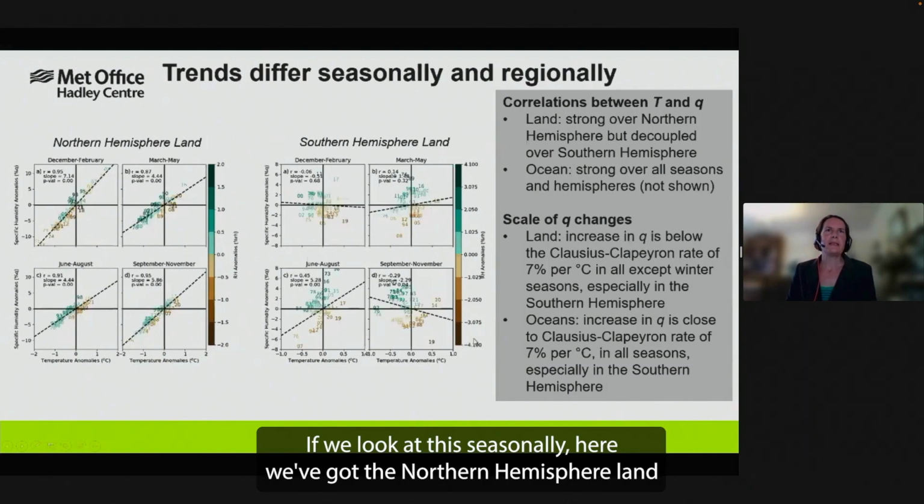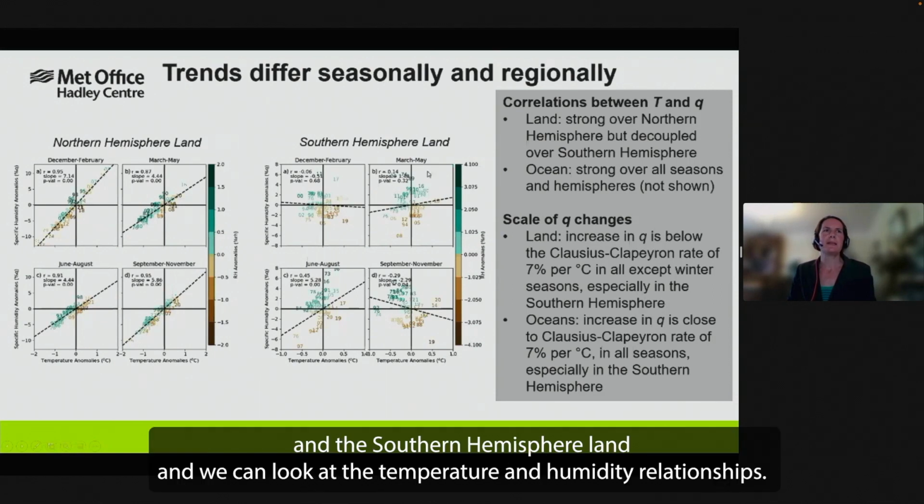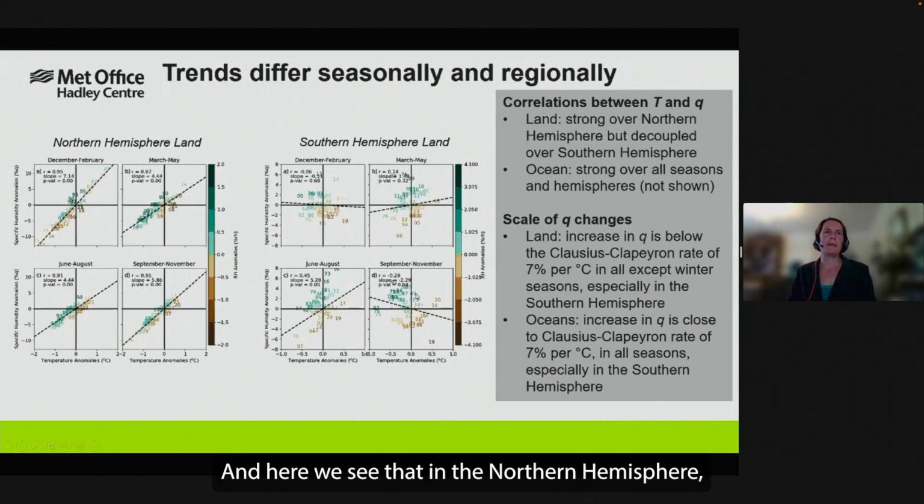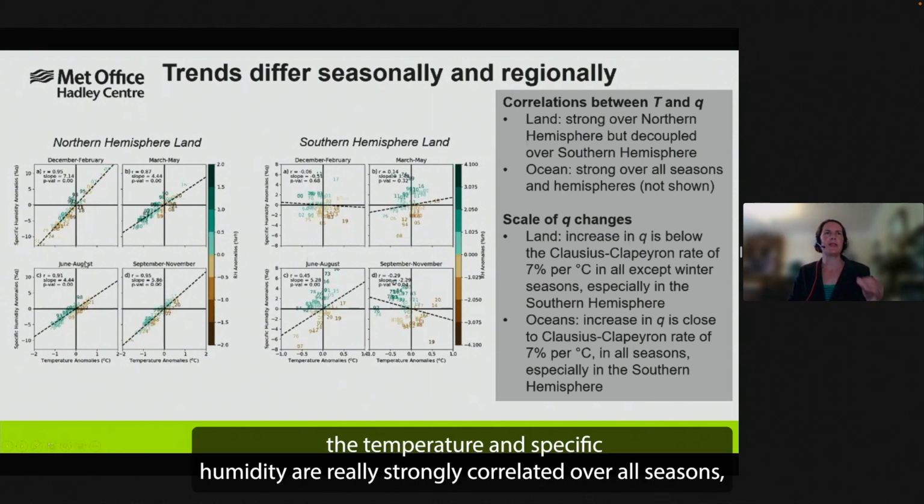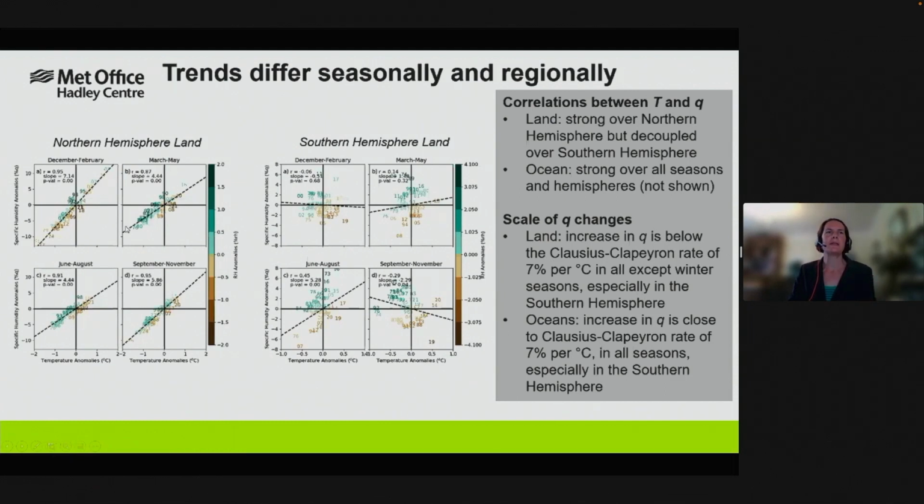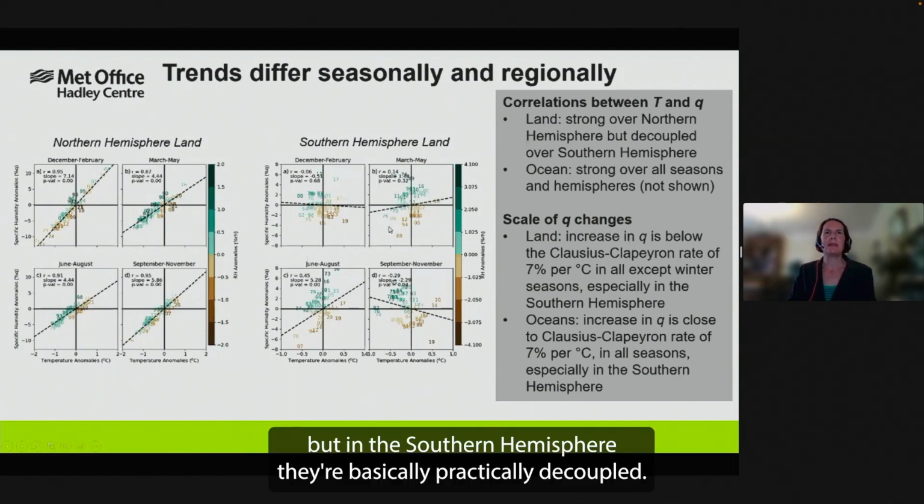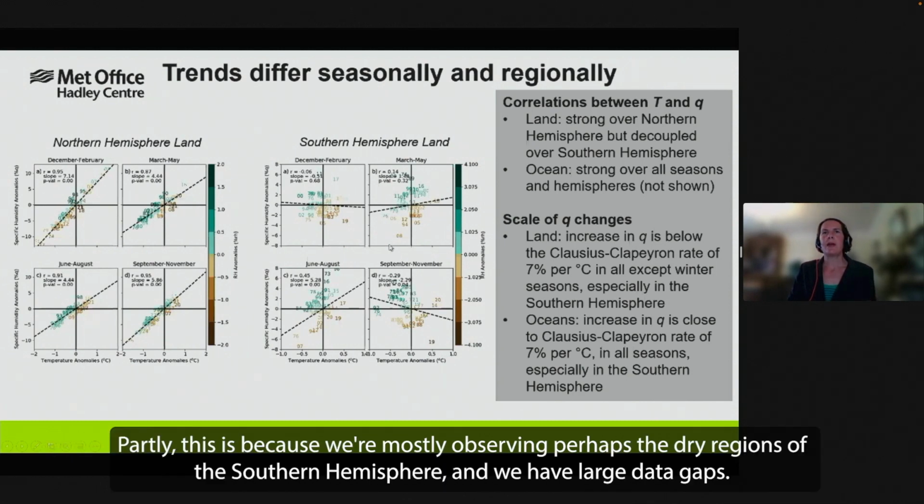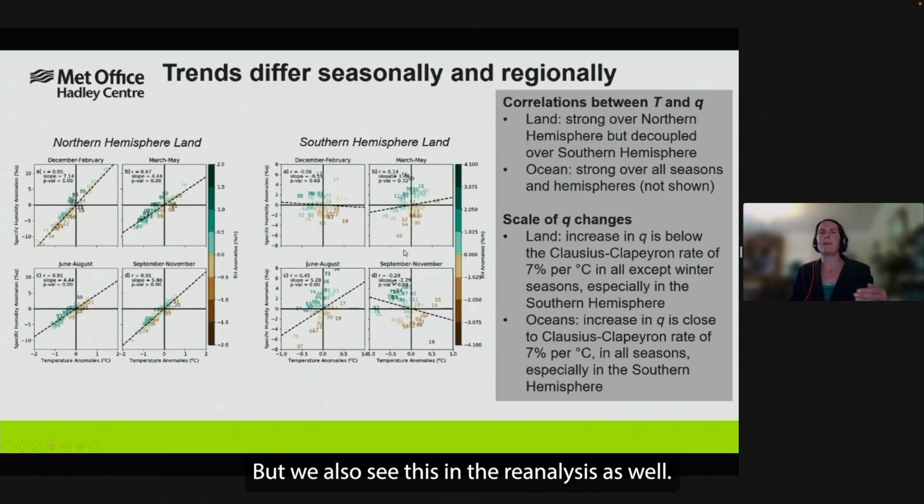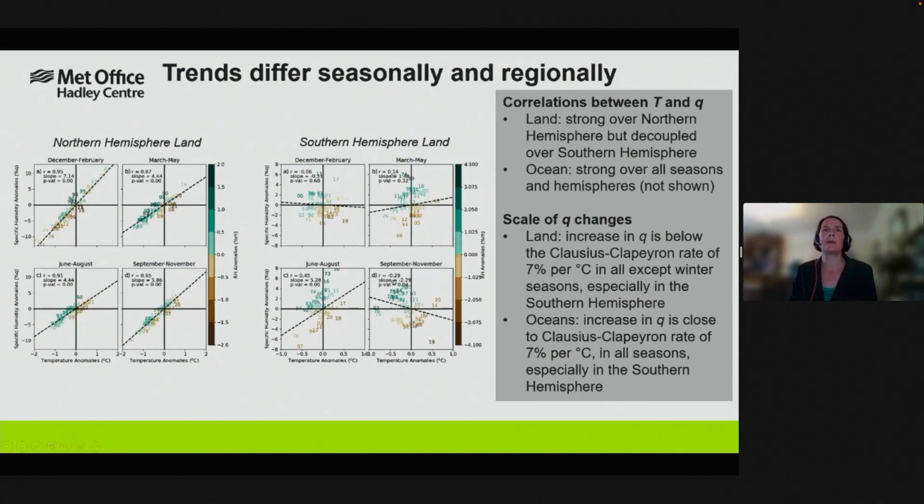If we look at this seasonally, here we've got the Northern Hemisphere land and the Southern Hemisphere land. We can look at the temperature and humidity relationships. And here we see that in the Northern Hemisphere, the temperature and specific humidity are really strongly correlated over all seasons. But in the Southern Hemisphere, they're basically practically decoupled. Partly this is because we're mostly observing perhaps the drier regions of the Southern Hemisphere, and we have large data gaps. But we also see this in the reanalysis as well.